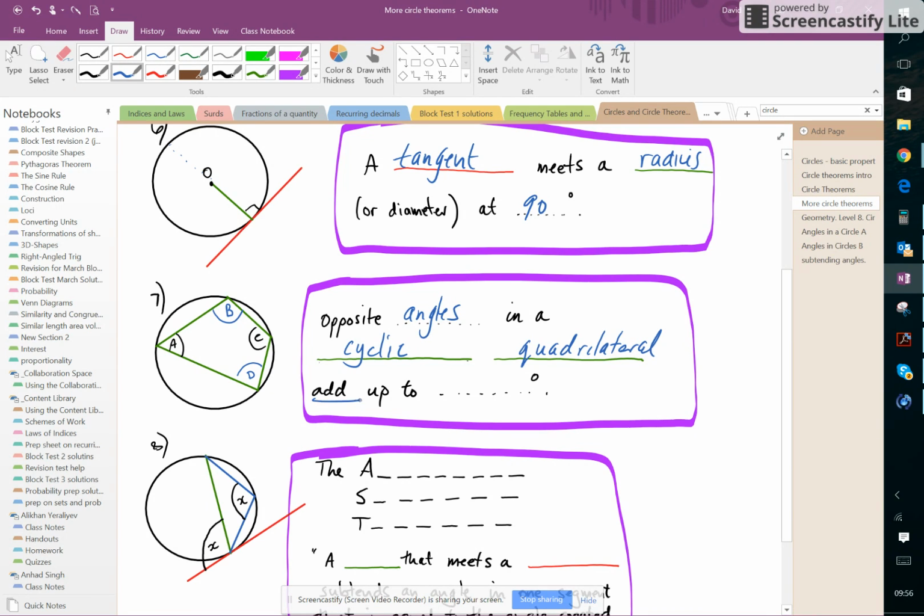And they add up to 180 degrees. Don't say that they are 180 degrees, because they're not. They add to 180 degrees. In other words, A plus C equals 180, and also B plus D is 180 degrees.